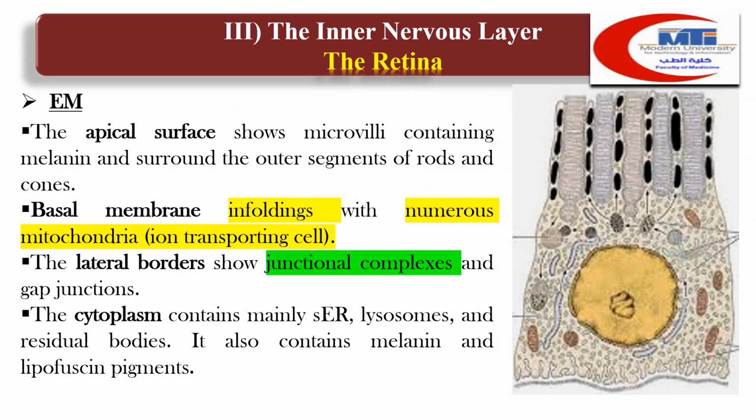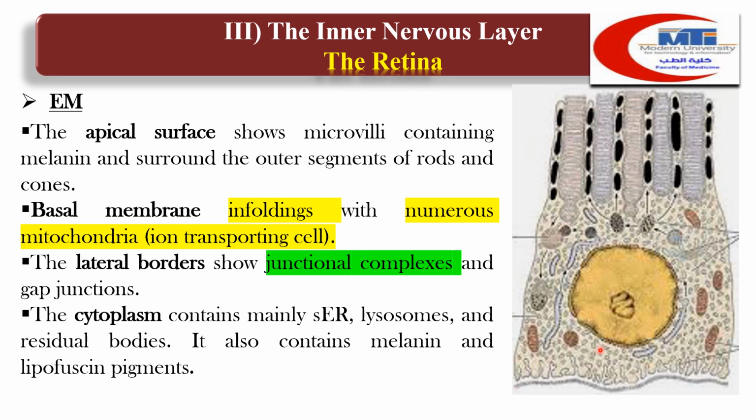By electron microscope, the retinal pigmented epithelial cells show on the apical surface microvilli, and these microvilli contain melanin, as we see in the picture, and these microvilli surround the outer segments of the photoreceptors, the rods and cones.